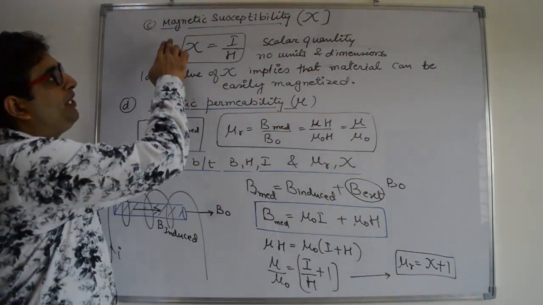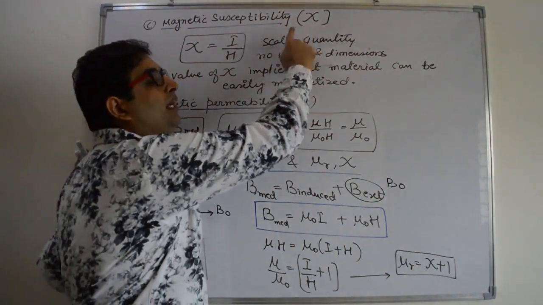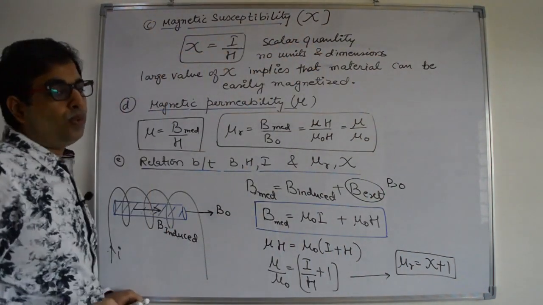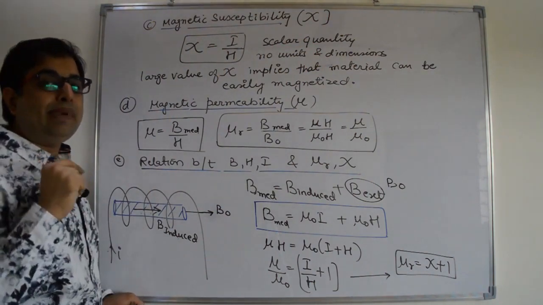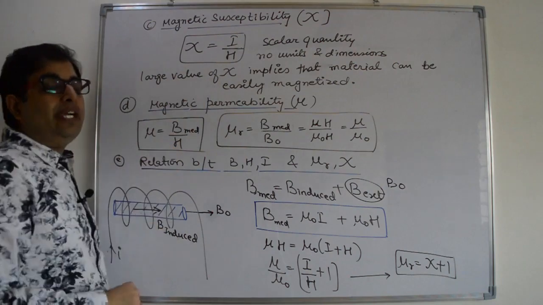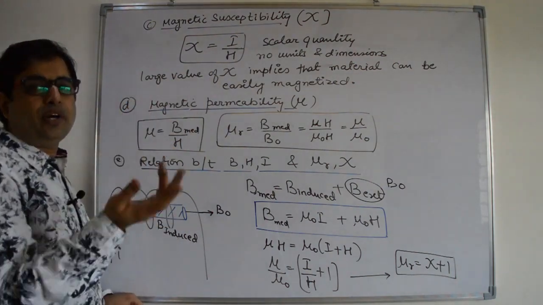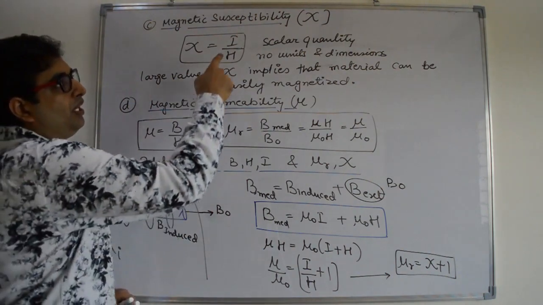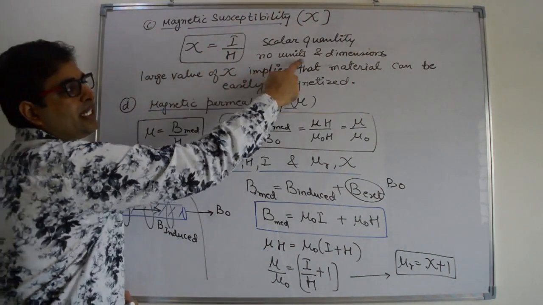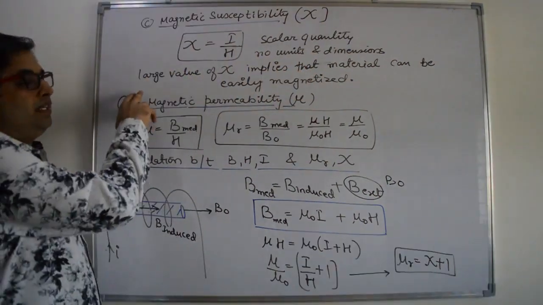Third point is magnetic susceptibility, represented by the symbol chi. It is the ratio of I by H. What is I? It is the magnetism induced in the material. What is H? It is the external magnetism produced by a solenoid or any other device. Both have the same units, so susceptibility is unitless and dimensionless. It is a scalar quantity.